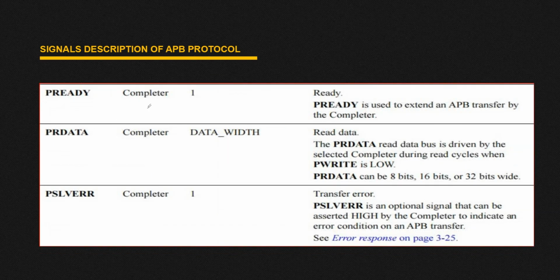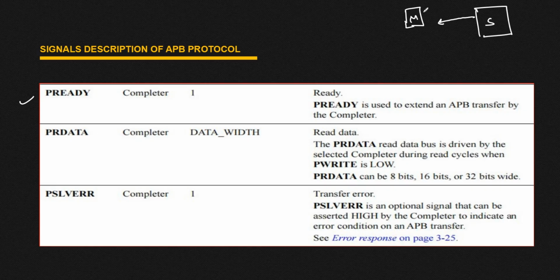Now after that we have the P ready signal. The P ready signal is driven by your slave. Suppose we have one master on this side and one slave on this side. This ready signal is sent by the slave to indicate that the slave is now ready for the transfer.